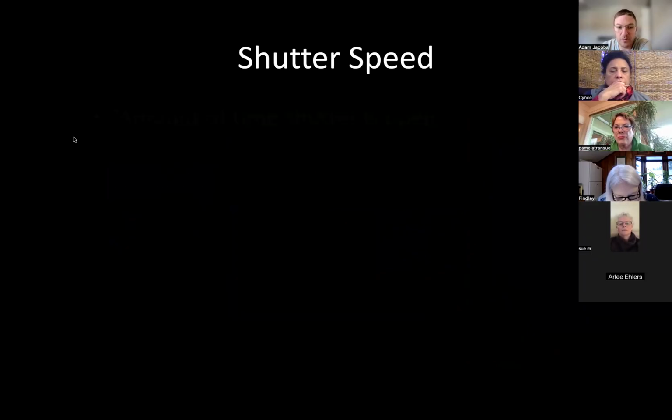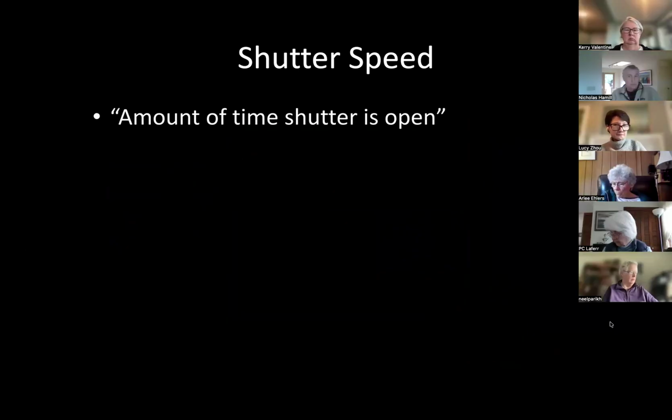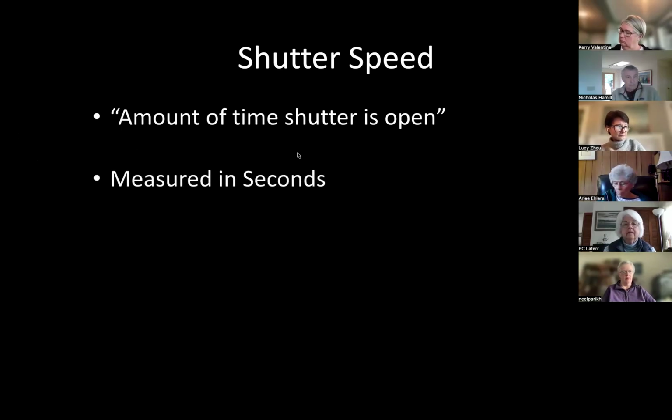Shutter speed, which is what you more commonly hear, is one of those three variables in the exposure triangle. The strict definition of shutter speed is how much time the shutter is open for. Is it really quick? Is it really slow? Or is it somewhere in between? That's the definition of shutter speed: the amount of time that the shutter is open. And it's measured in seconds.